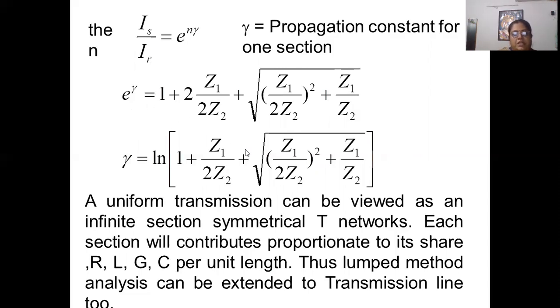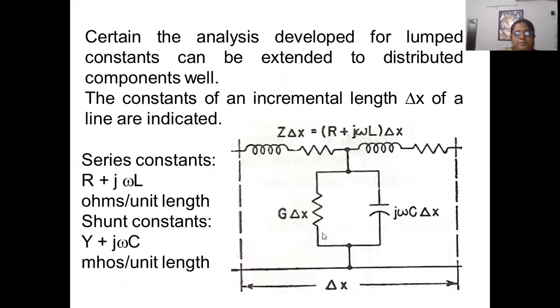A uniform transmission line can be viewed as an infinite section of symmetrical T networks. Each section will contribute proportionate to its share of RLGC per unit length. Thus, lumped methods of analysis can be extended to the transmission line too. Here, the analysis developed for the lumped constants can be extended to distributed elements.